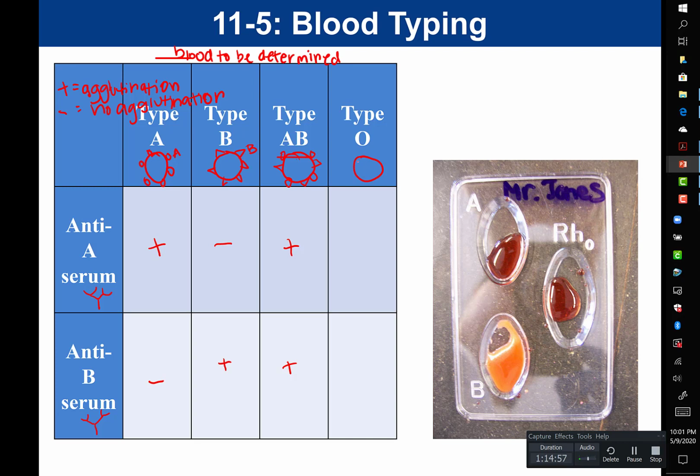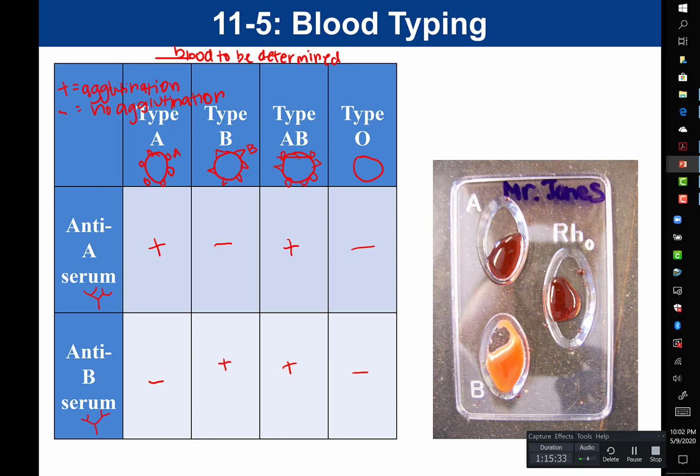So we don't have our A carbohydrates, we don't have B. So if we mix type O blood with anti-A serum, are we going to get agglutination? And the answer is no. That carbohydrate is not on the blood, therefore no agglutination. We take the type O blood, we mix it with the anti-B serum. Will we get agglutination? Answer is no, because the B carbohydrates are not on the blood. And so this is how you determine the blood types.